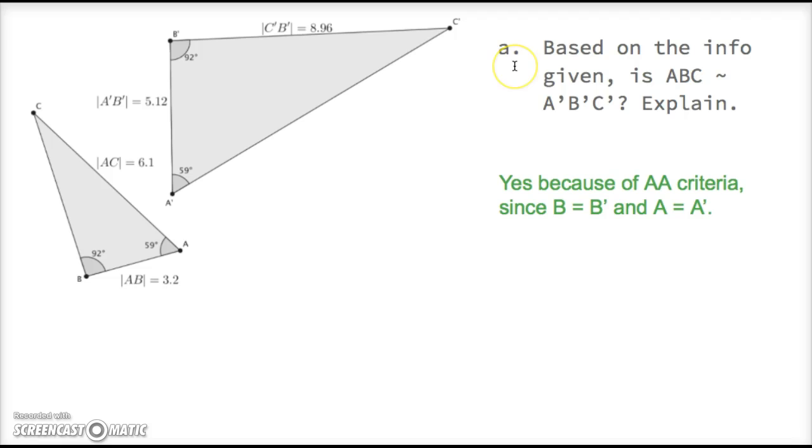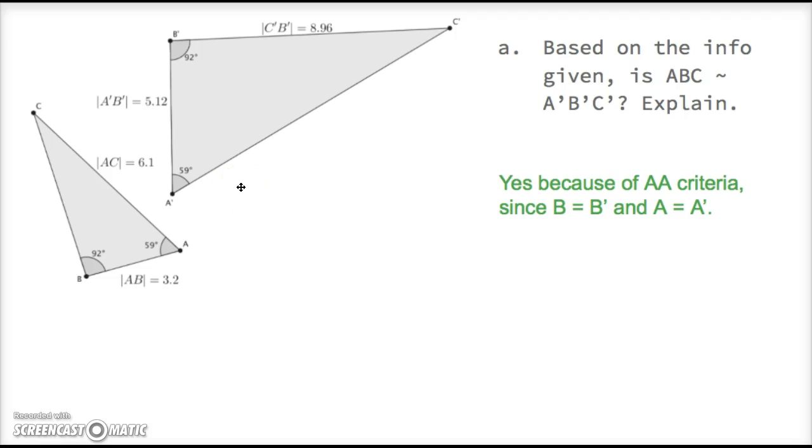And if we look at part A, based on the information that's given, are those two triangles similar? So, a couple of ways. Do we have enough side lengths to figure out the scale factor for all three? And we don't, because here we're missing BC, and over here we're missing A prime, C prime. So we could figure it out for one side, the scale factor, but knowing if they're similar or not, we need to know if it's the same for all three sides.